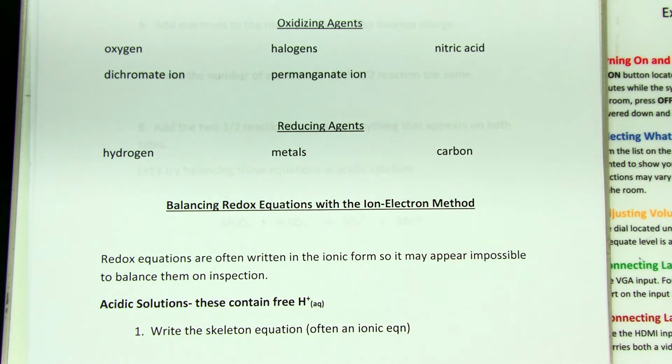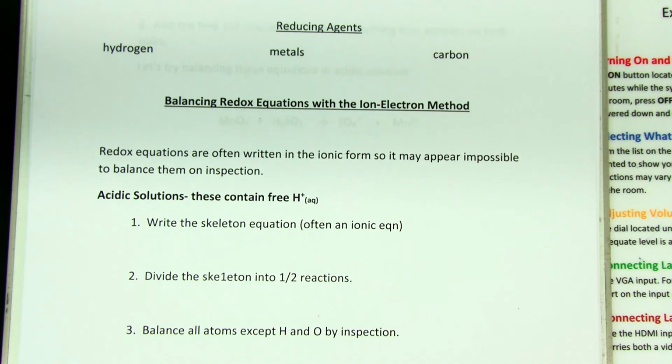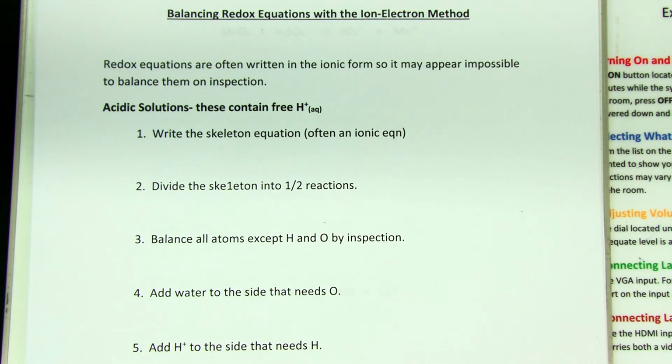Now, as we go through this redox, we have to learn how to balance these redox equations. These things are often written for us in the ionic form in terms of a net ionic equation. And if you glance at a net ionic equation, it may seem impossible to balance it because you may be missing elements on one side or the other because we've canceled out all of the spectator ions.